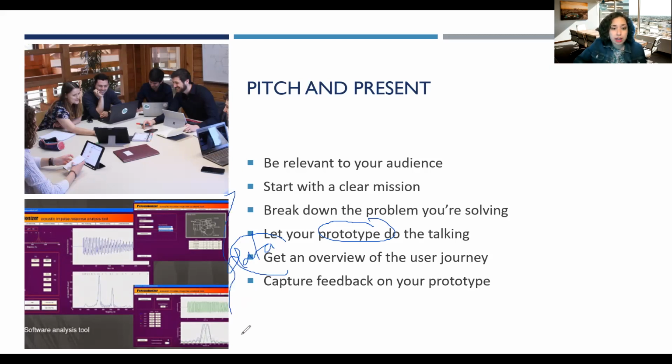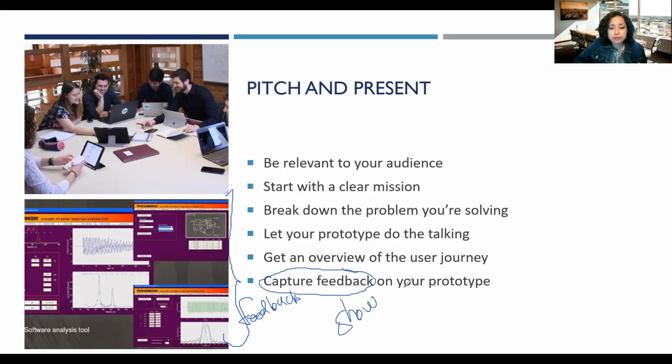And that's why I'm using this picture over here at the left, because you could be talking about the data, the feedback that has been captured of the prototype, and showcase it. Show it. You're looking for the approval. So this is basically the process of doing the pitch and present. Remember that it's about persuading the investors, which can also be persuading customers.